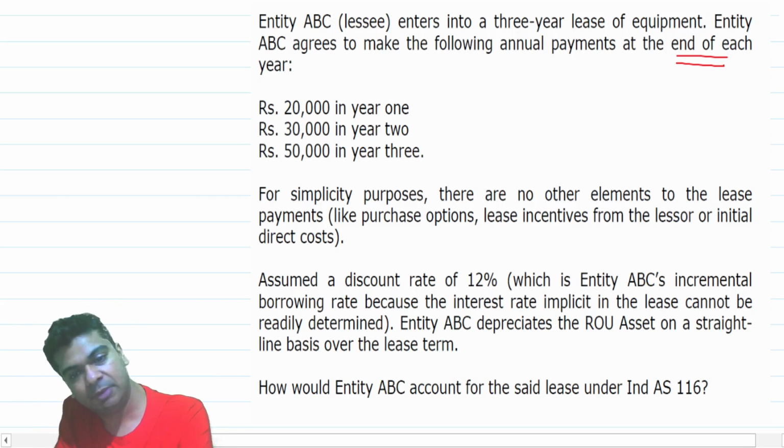For simplicity purposes, there are no other elements to the lease payments like purchase options, lease incentives from the lessor, or initial direct costs. So only one item is there, and that is the lease payments.